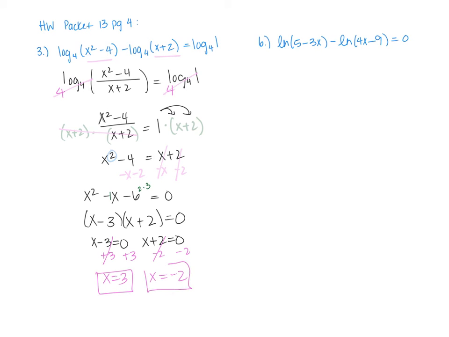But remember, I do need to check my answers to see if both of them are valid. So if I plug in a 3, 3 squared is a 9. I'll work this out kind of visually, but 3 squared minus 4 is like 9 minus 4, which is 5. 3 plus 2 is 5. So this is definitely a valid answer. If I were to plug in a negative 2 into this equation, I immediately notice negative 2 plus 2 gives me a 0. So this is not valid, because you can't have a 0 inside of a log. That's not possible. It gives you something undefined. So x equals 3 is the only answer.